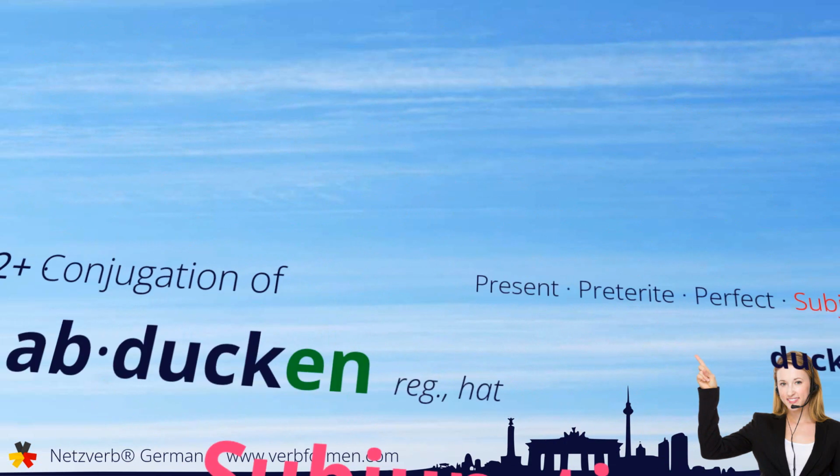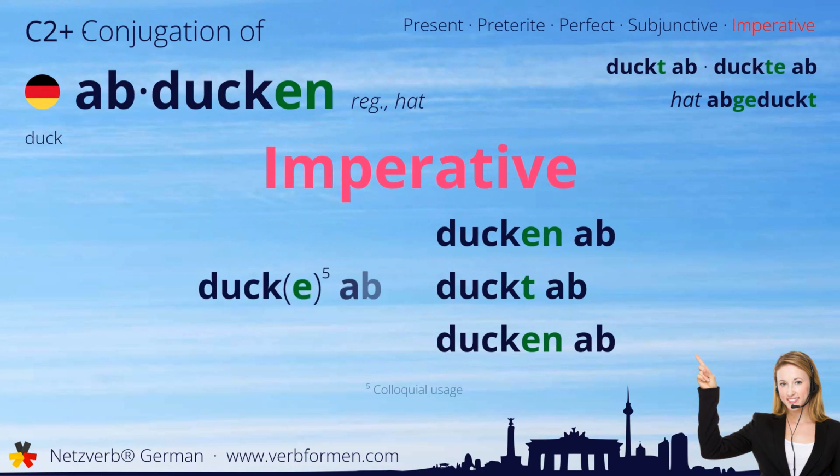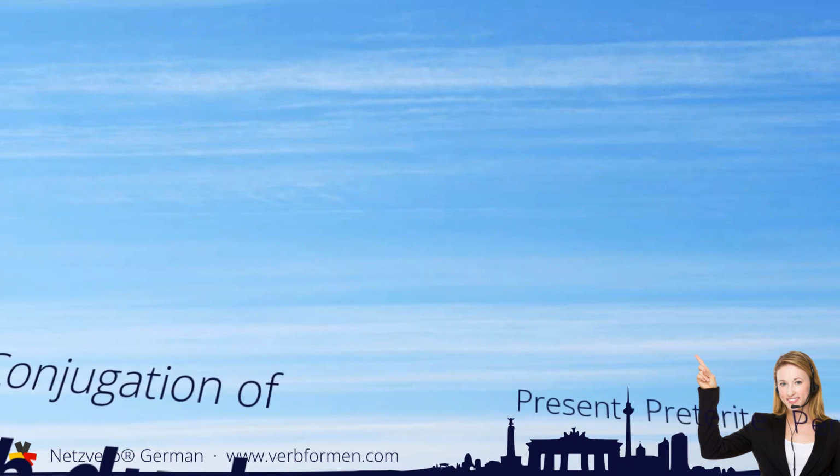And finally, we'll cover the imperative. Ducke ab du. Ducken ab wir. Duckt ab ihr. Ducken ab sie. That was our today's learning video about the verb abducken.